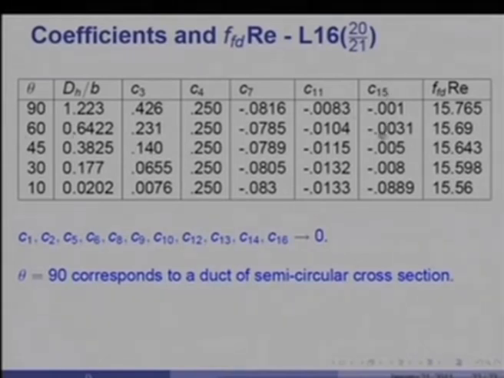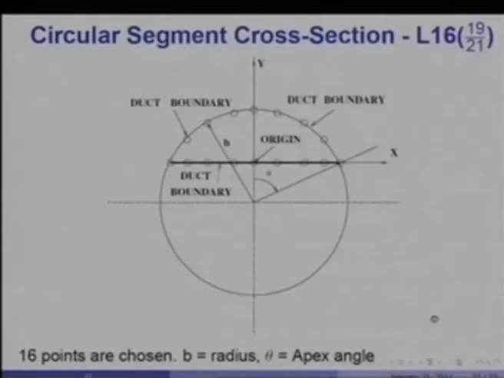Again, using these 5 coefficients, you evaluate the average velocity u bar, which enables you to calculate the friction factor multiplied by Reynolds number product. Theta equal to 90 is a very special case because it represents a semicircular duct. As you can see from this figure, if theta were 90, then I would have a perfect semicircular duct.